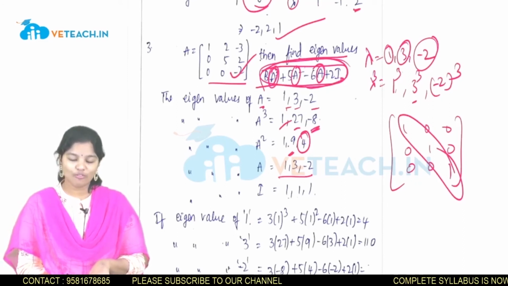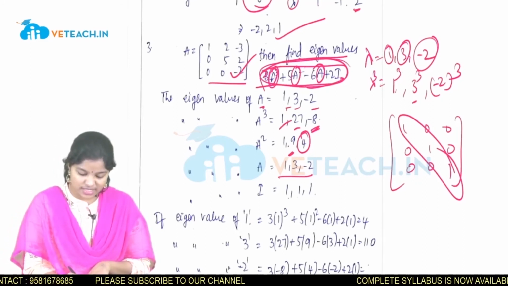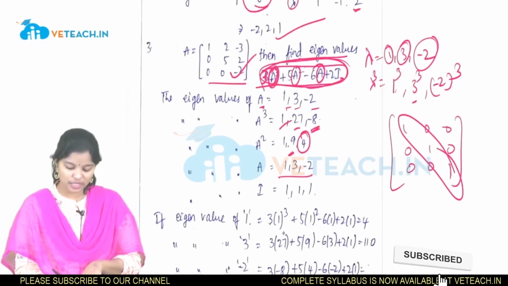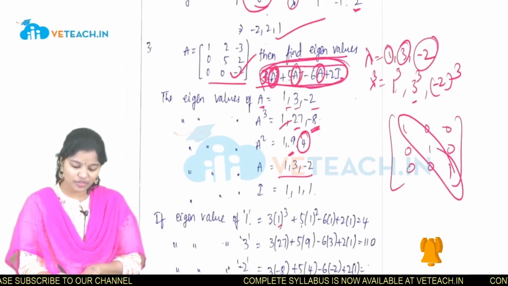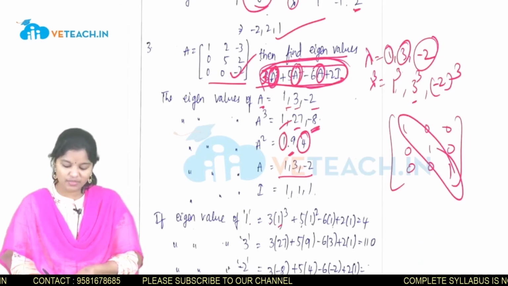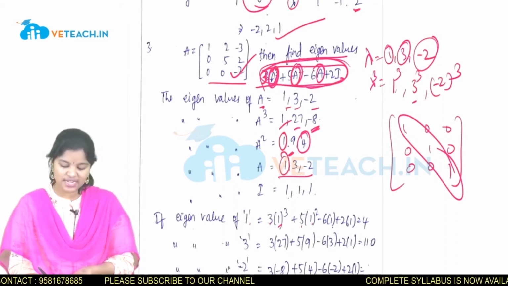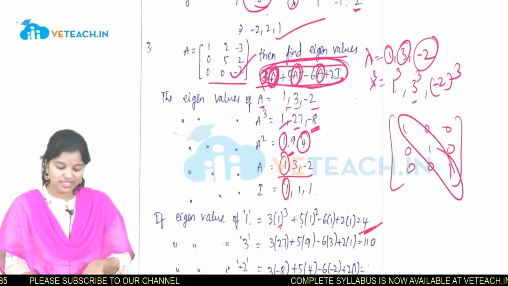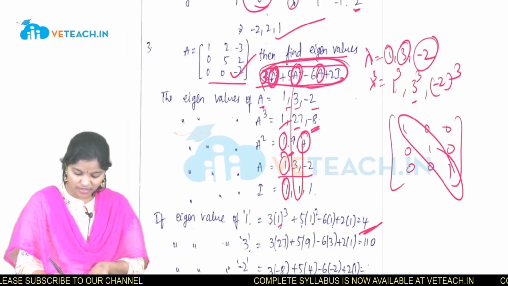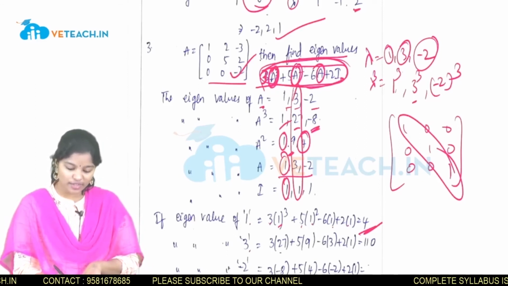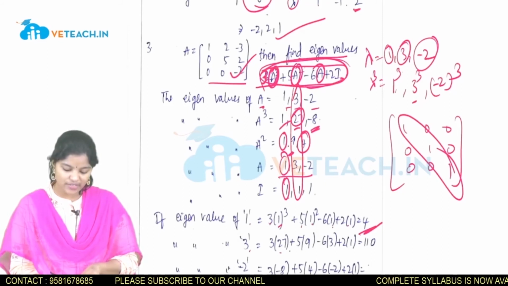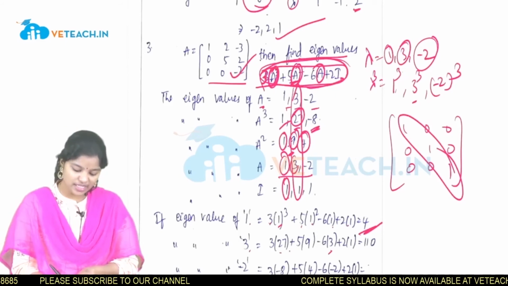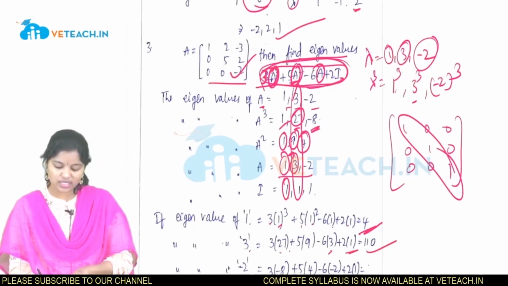So for eigenvalue 1, in place of A cube substitute 1, plus 5 into, in place of A square substitute 1, minus 6 into, in place of A substitute 1, plus 2 into, for I substitute 1. So we will get the answer as 4. For 3, take this column here. For A cube we got 27. So 3 into 27 plus 5 into A square, that means 5 into 9, minus 6 into A, the A value is 3, plus 2 into 1, that is equal to 110.